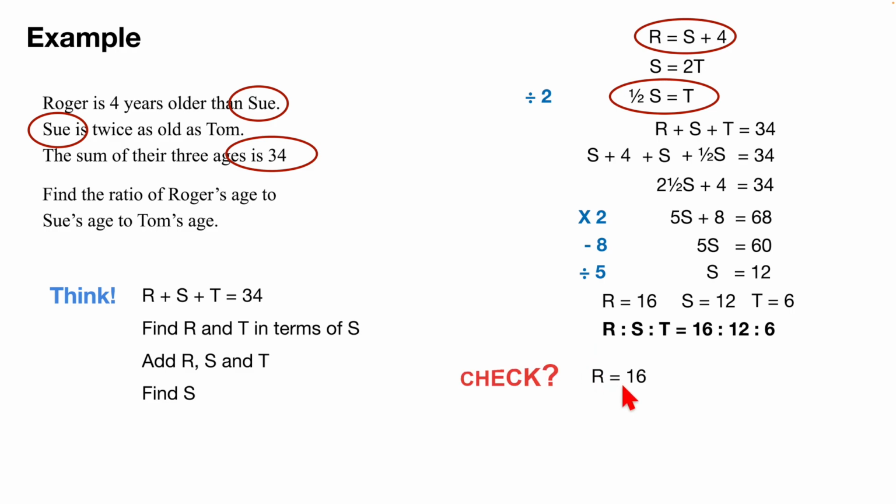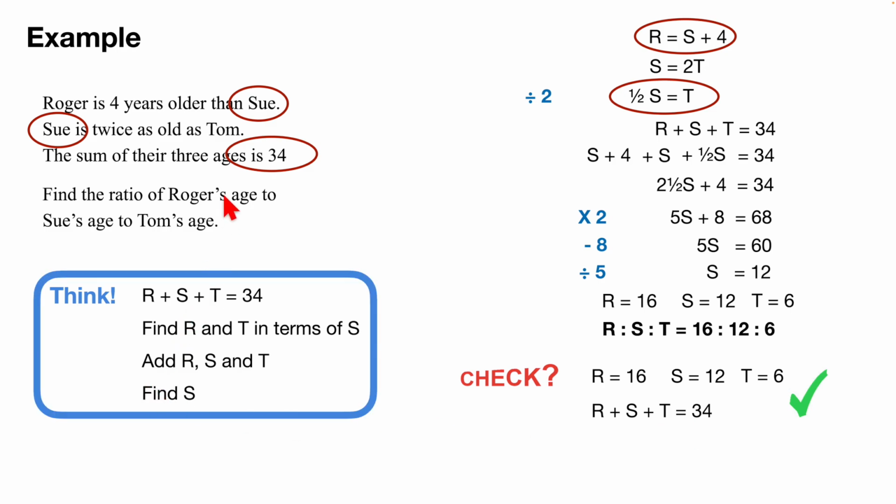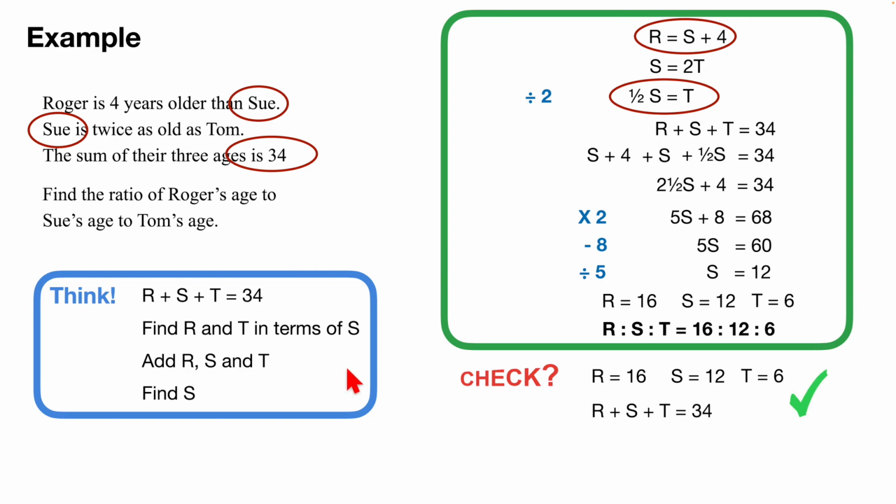Let's check: R 16, S 12, T 6, add them all up. R plus S plus T equals 34, which is what we want, and all the conditions apply. So I'm very happy with that. So what did we do? Had a think, saw we have a total, saw that we have Sue in both of the other two equations, so we'll get Roger and Tom in terms of Sue. We did all the calculations. We then checked back to see what they wanted.